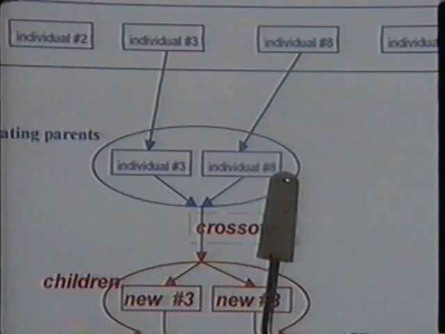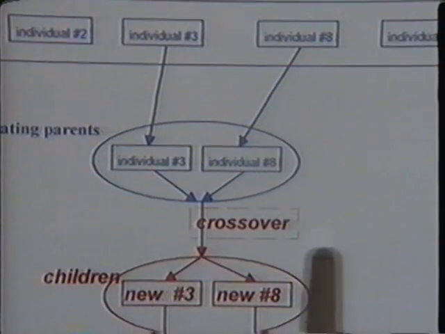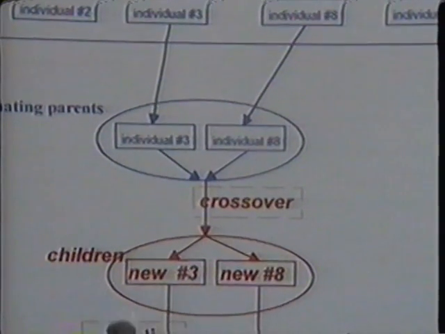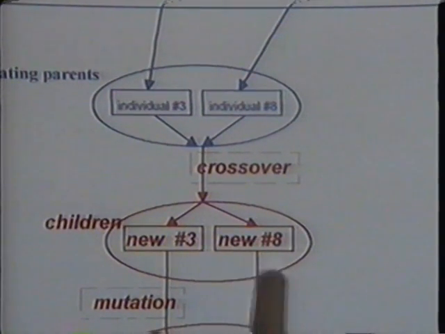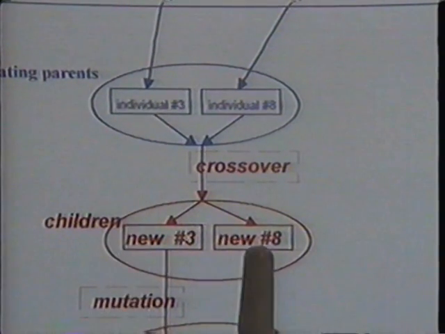So these are the parents that we have: two individuals here, number 3 and number 8. Then these two parents, we're going to do the crossover and come up with what we call children. And this is another set of initial conditions that's based on the parents, by doing the crossover.